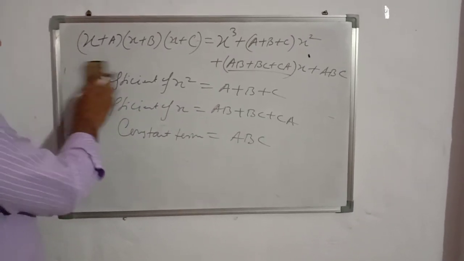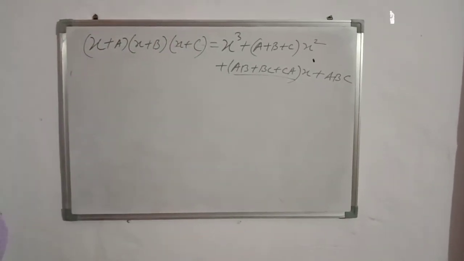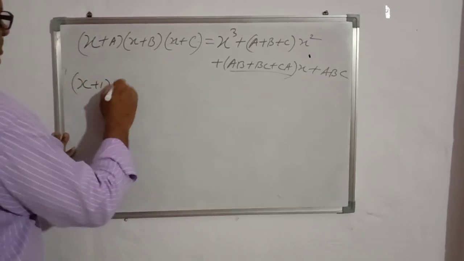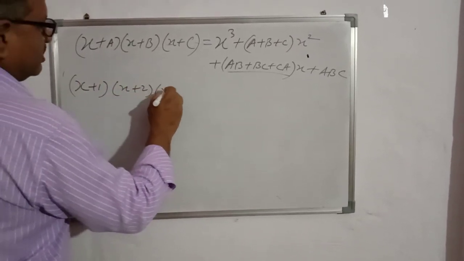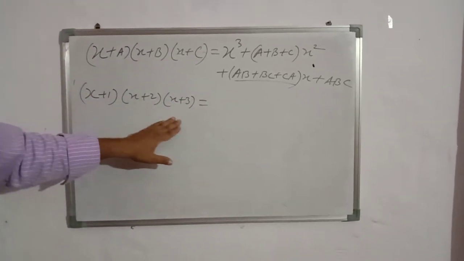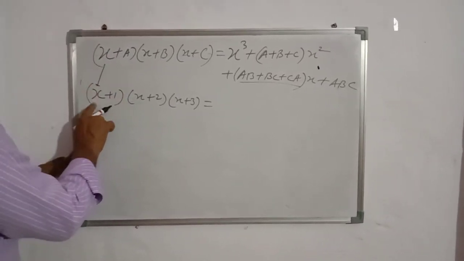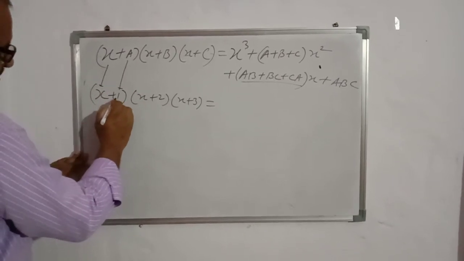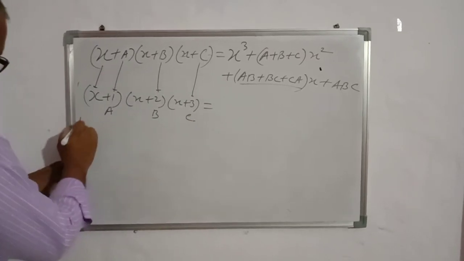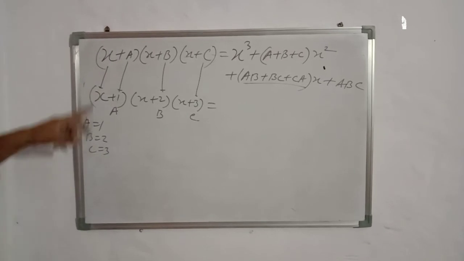So let us see one question. x plus 1, x plus 2, x plus 3. We have to find this product. So compare with this identity. What is in place of x? x is there, but a is what? a is 1. What is b? b is 2. What is c? c is 3. a is 1, b is 2, and c is 3. And x is x only.